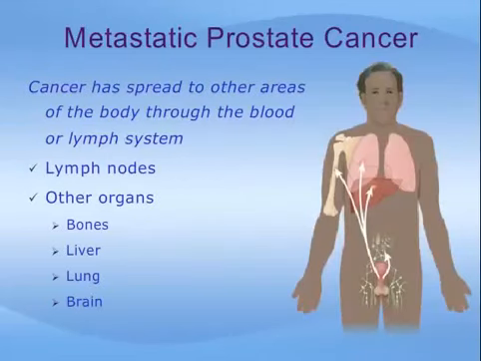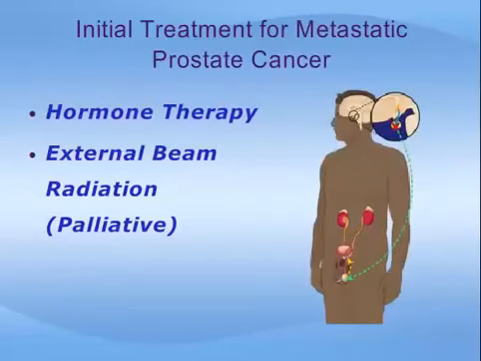In metastatic prostate cancer, the cancer cells have spread to other areas of the body through the blood or lymph system. The lymph nodes in the pelvis are usually the first area of spread, followed by other organs such as the bones, liver, lungs, or brain. For prostate cancer that has spread beyond the prostate to other organs, the mainstay of initial treatment is hormone therapy. External beam radiation may be used selectively to shrink large tumor deposits and for pain control. This is called palliative as opposed to curative treatment.